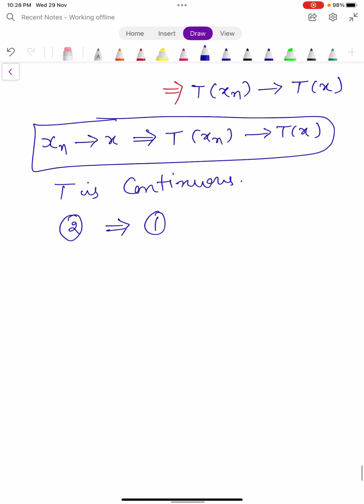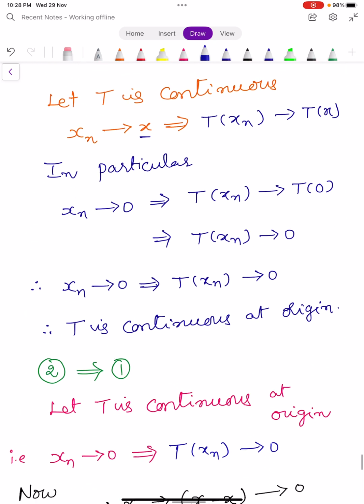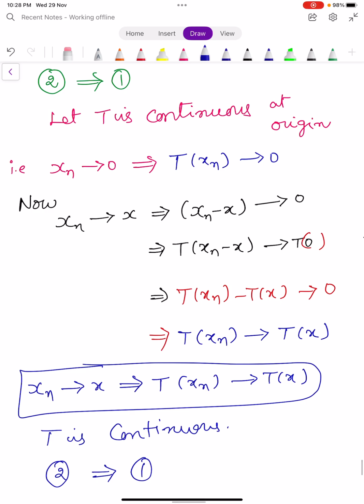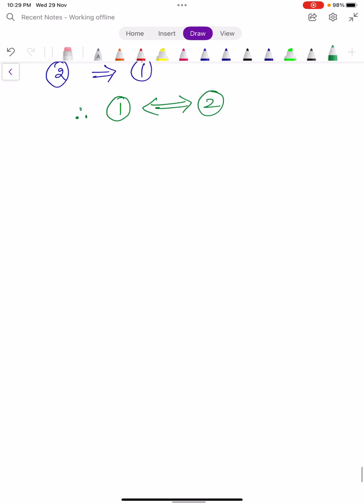Now you observe that in the first case we prove that 1 implies 2, and in the second case we prove that 2 implies 1. Therefore, finally we conclude that 1 implies and is implied by 2. Now we are going to prove 2 implies 3.